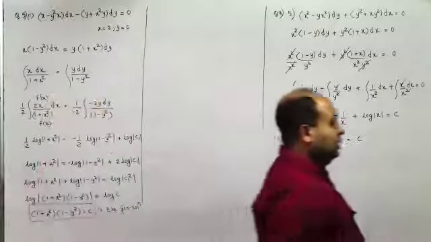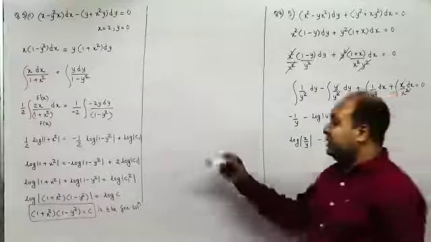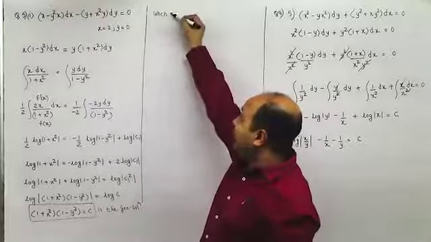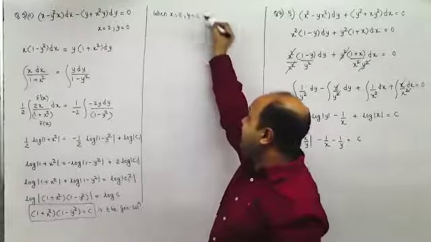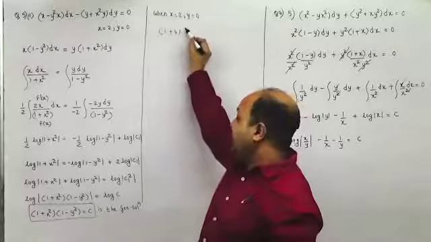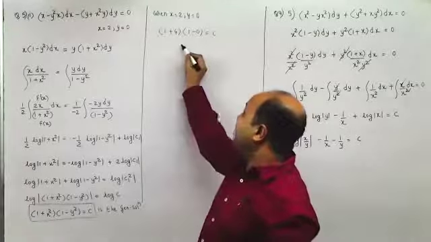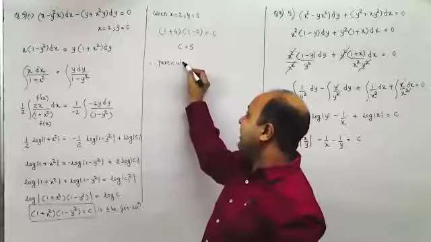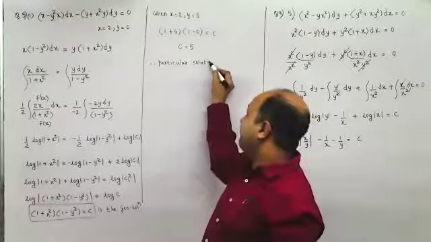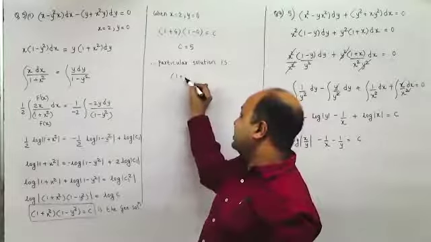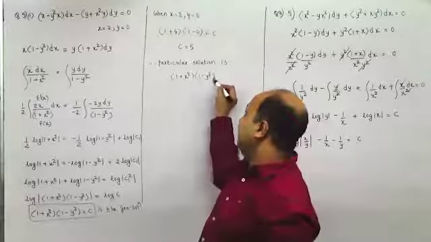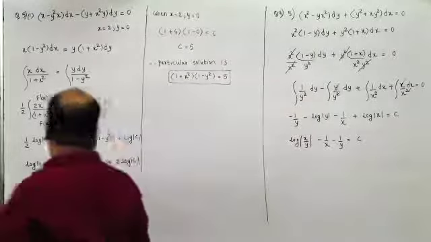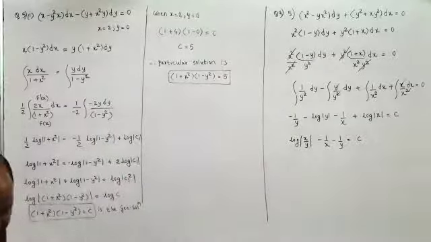Now, to get the particular solution, you will have to put in x and y value to get c. When x equal to 2, y equal to 0, you get 1 plus 4 into 1 minus 0 equal to c. So c is 5. Therefore, the particular solution is 1 plus x square into 1 minus y square equal to 5. This is the particular solution.